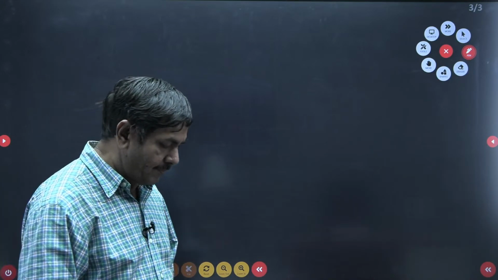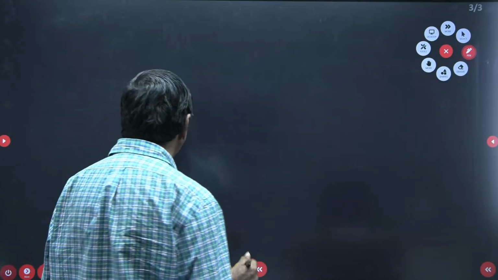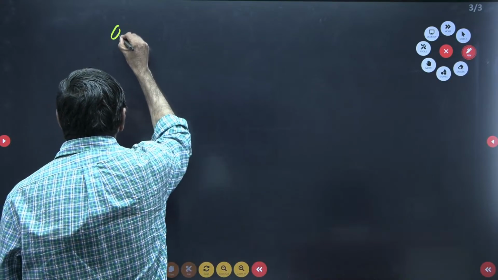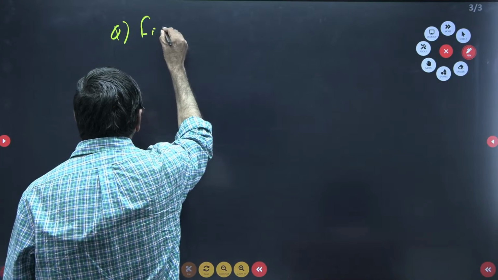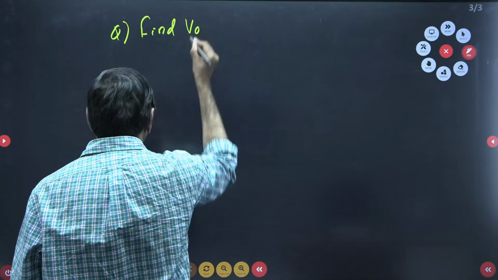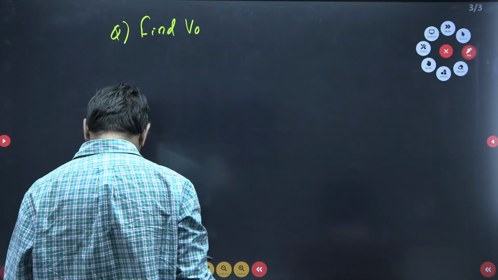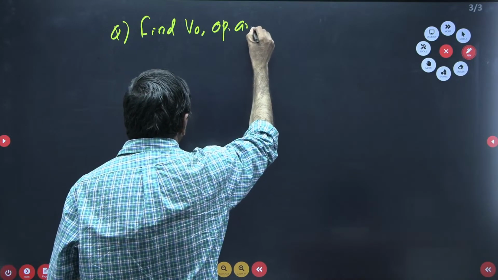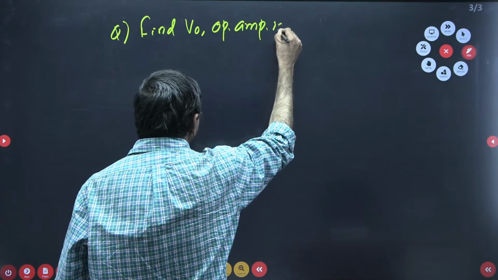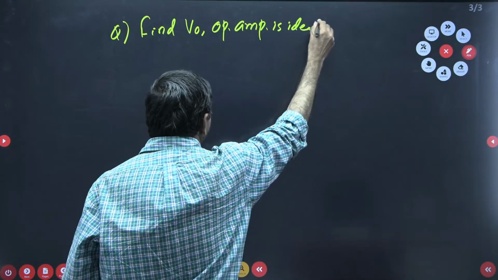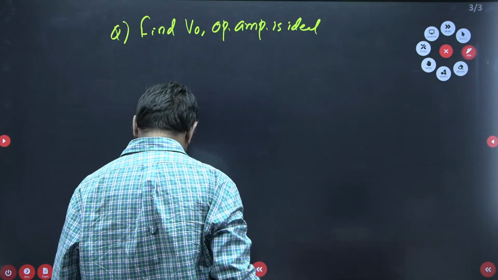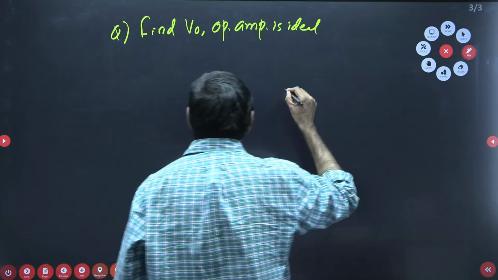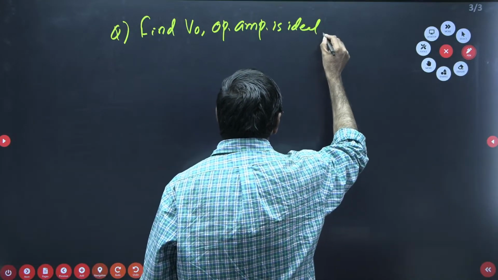Yes, one more problem. How many students will do? I will see. Find V naught. The operational amplifier is ideal. Op amp is ideal. Find V naught. Operational amplifier ideal.